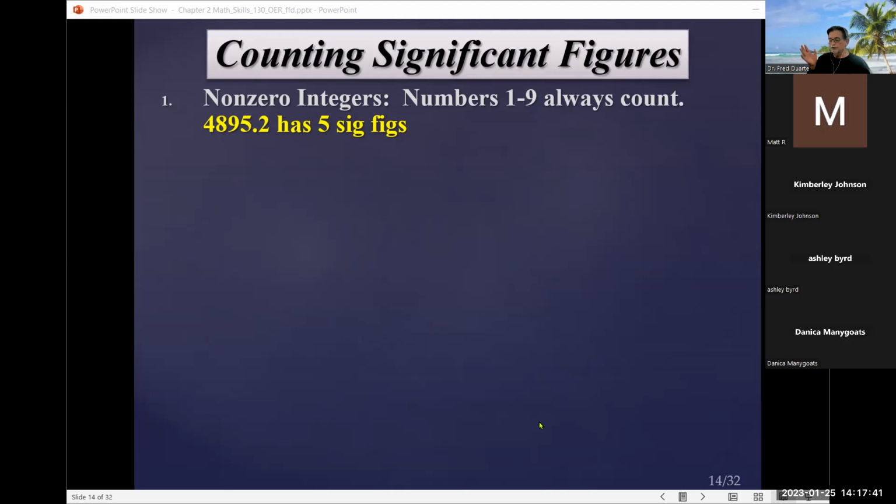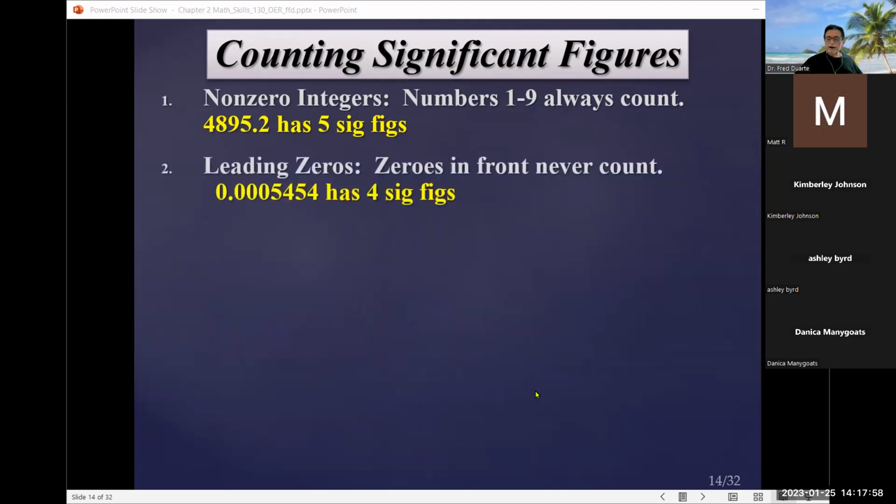All numbers from 1 to 9 are considered significant. So this number, 4895.2, all of them are integers, all of them are numbers, therefore this has 5 sig figs. Then there are the leading zeros. I'm going to go through the rules, and then I'm going to simplify them for you to determine how many sig figs a number has. It's the zeros that confuse the students. There's no question about numbers 1 through 9. They're significant. It's the zeros that play havoc a little bit.